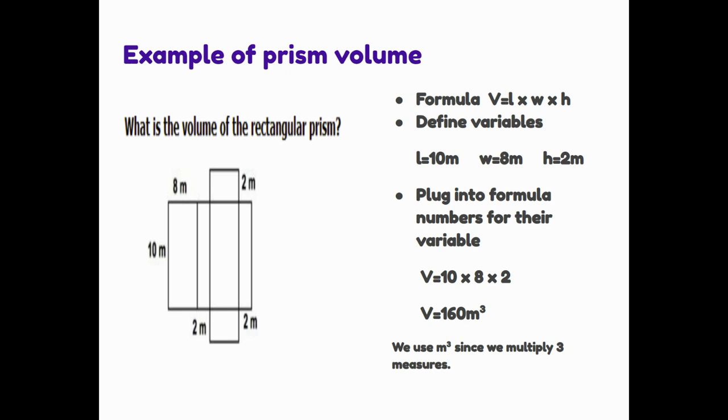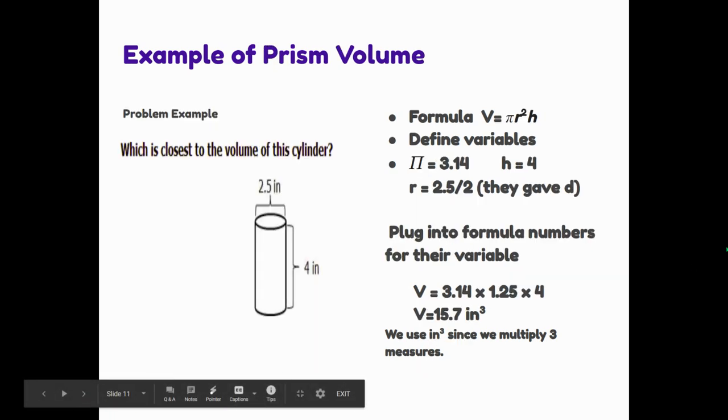Then you just plug into the formula numbers for the variable, kind of like where we substituted numbers when they told us the variable like x was 3. Same difference. So we're doing volume is equal to 10 times 8 times 2. When we do the math, we get the volume is equal to 160 meters cubed. We use m cubed since we multiply 3 measures, 3 measurements. That's an example of the prism volume.